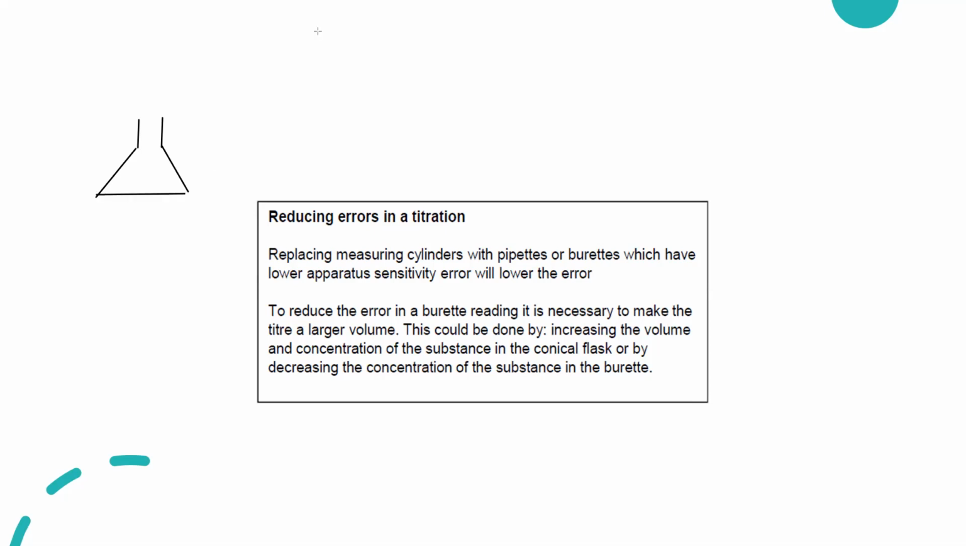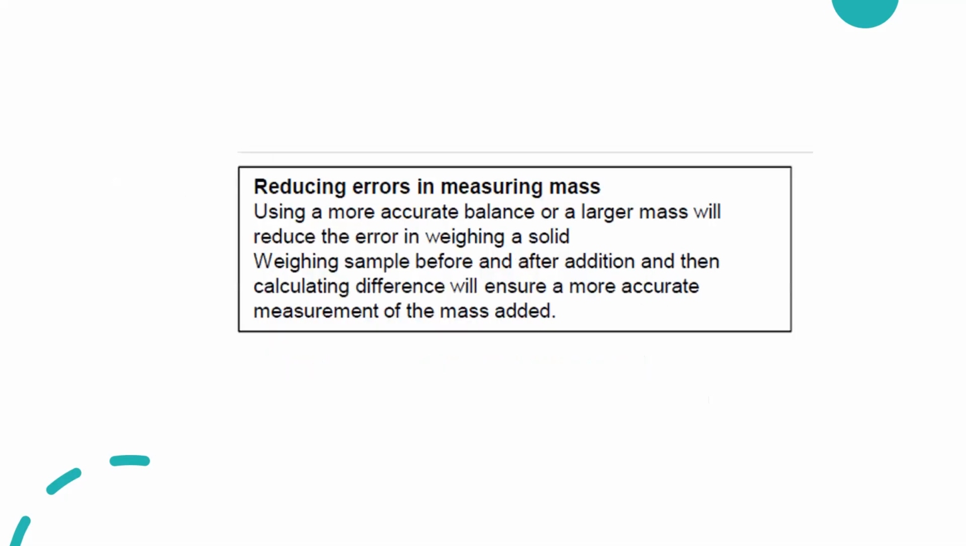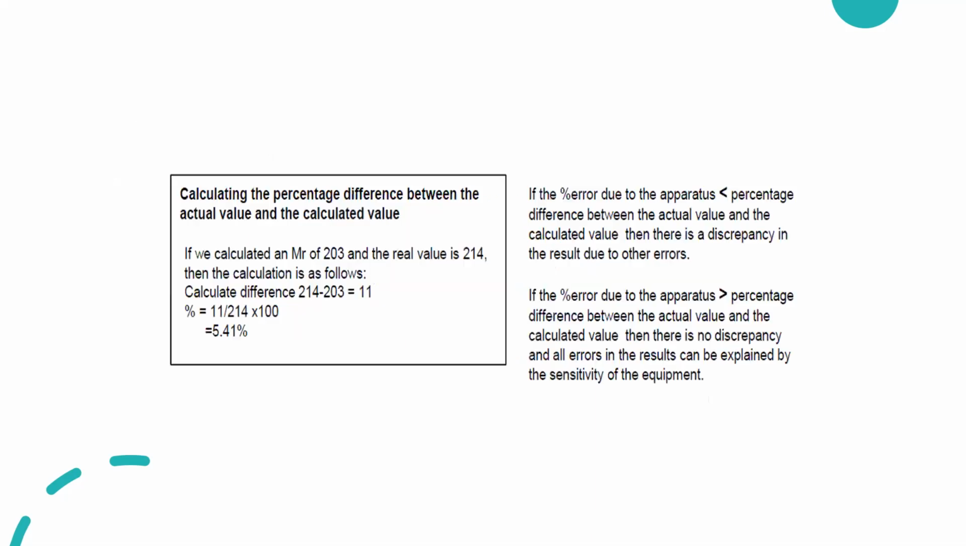If I increase the concentration or volume, it means I will increase the moles, so I need a greater amount from the burette. Or decrease the concentration of the substance in the burette, so I need a larger volume for titration. And if you want to reduce error in measuring the mass, we will use a more accurate balance and measure before and after to ensure an accurate reading.